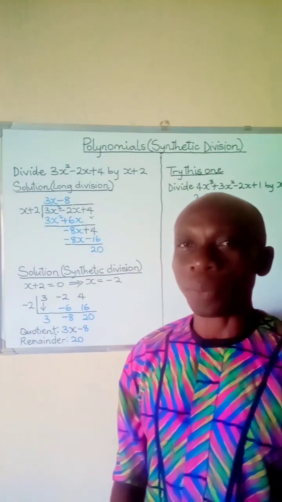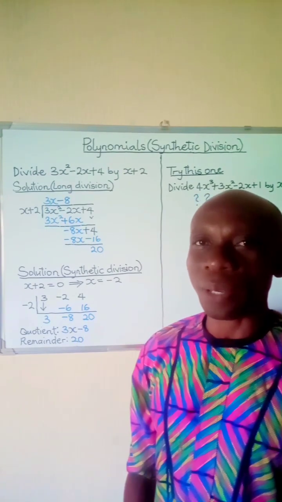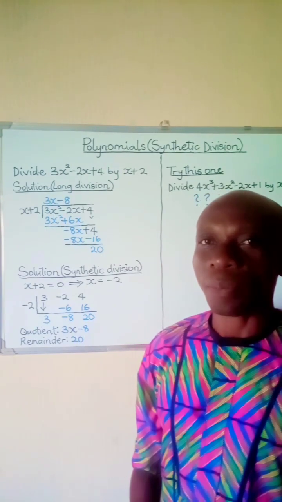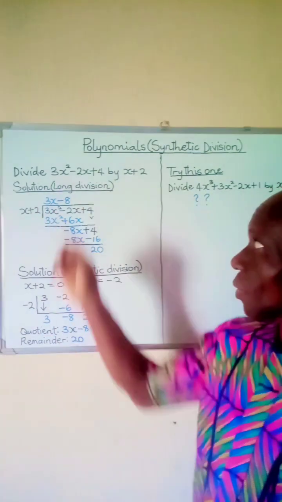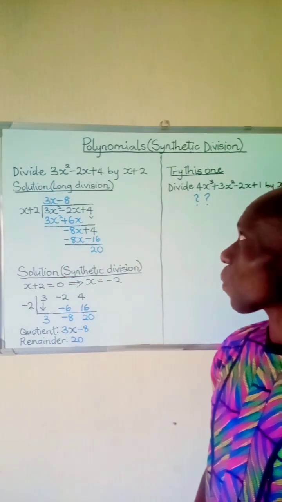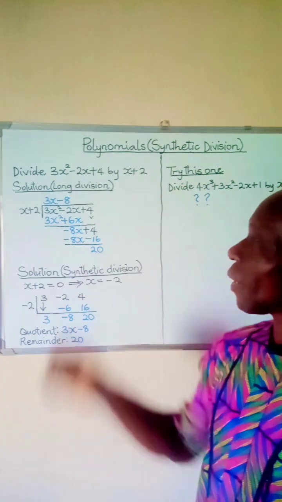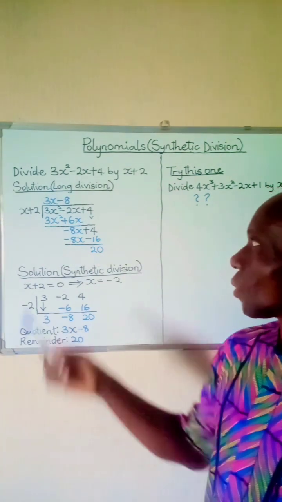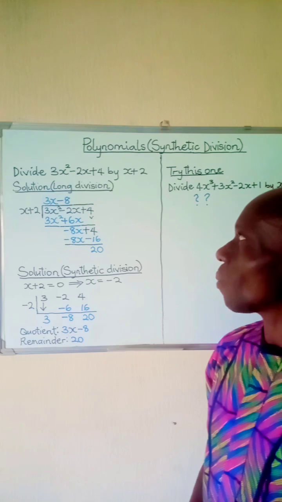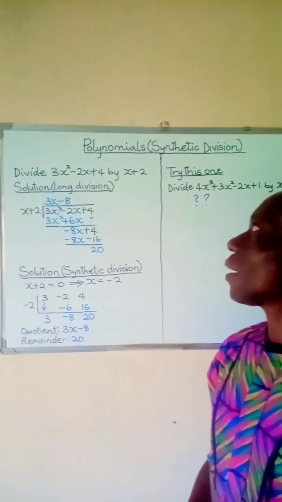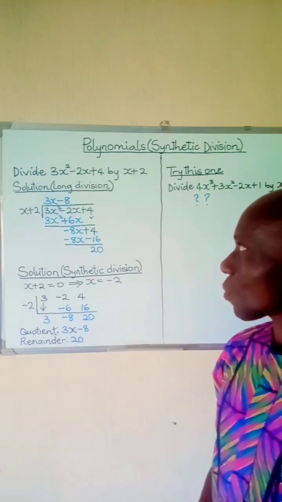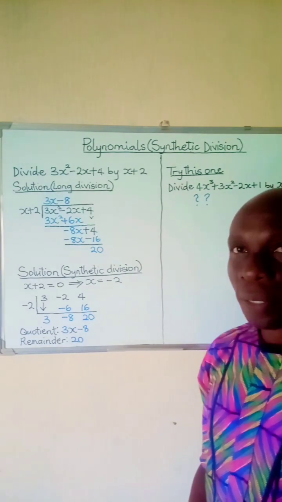Today we are going to look at polynomial division and we are going to examine two methods of dividing polynomials. There's a question on the board. What we have is 3x squared minus 2x plus 4. We are expected to divide it by x plus 2. So the dividend in this case is 3x squared minus 2x plus 4, a quadratic dividend, while the divisor is a linear expression, x plus 2.